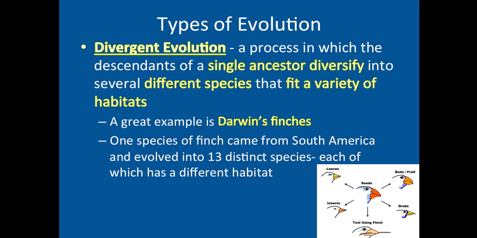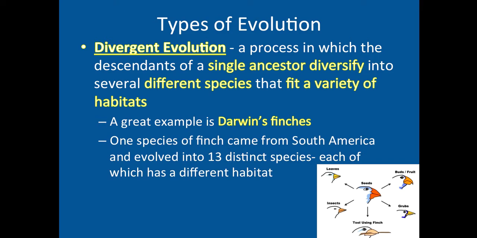Okay, the next one is divergent evolution. So this is a process in which descendants of a single ancestor diversify into several different species that fit a variety of habitats. So I feel like this is what we've been really focusing on in class. A lot of our labs are focused on divergent evolution, how we start with one ancestor, and then through the process of natural selection, the random mutations, such as beak shape, if we're looking at the picture here with Darwin's finches, great example of this.